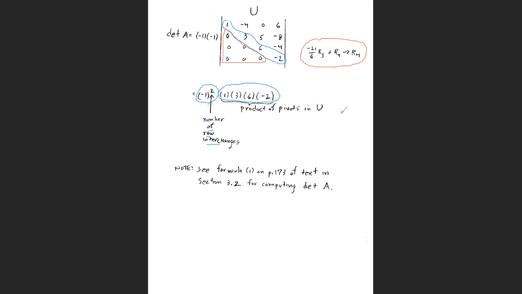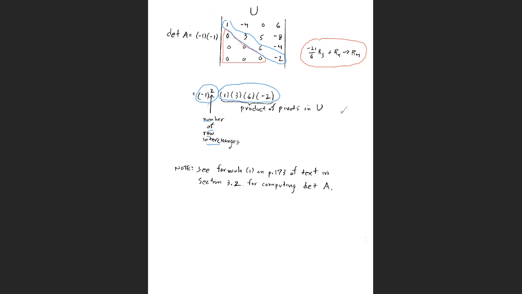Okay, most computer programs don't use scaling of rows. They do simply row replacements and row interchanges for computing determinants. In other words, the computer programs will row reduce the matrix into upper triangular form using simply row interchanges and row replacements.